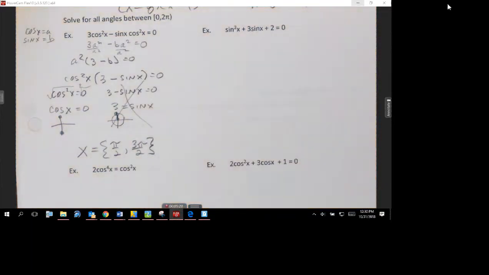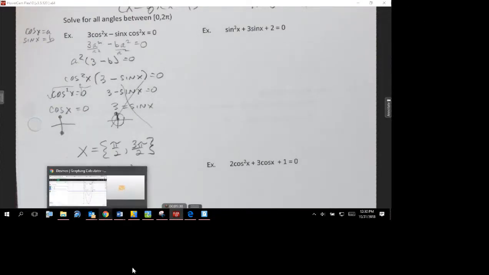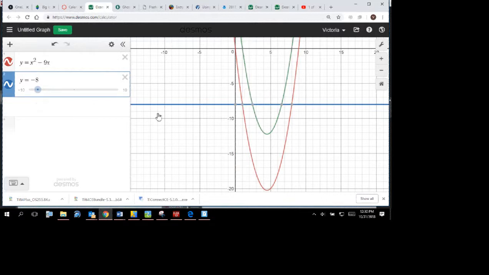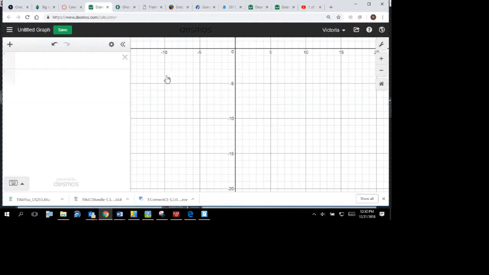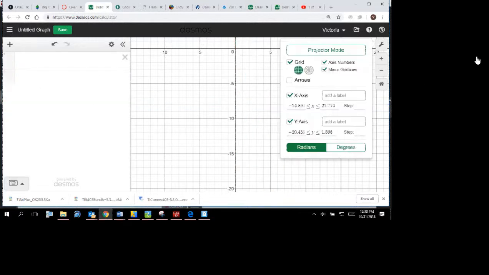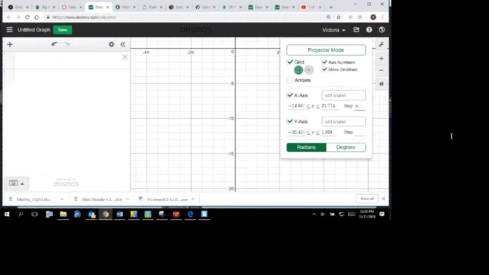Now, we're going to check this on Desmos. It's a little tricky to type it in, so we're going to do it together. All right? Now, since we're back doing trigonometry, go ahead and go over to this wrench, and let's make the step for x's pi over 2.